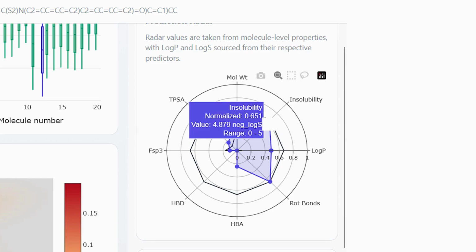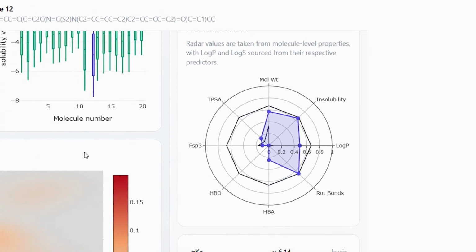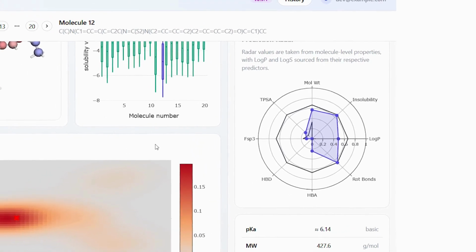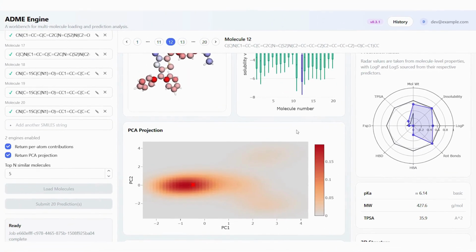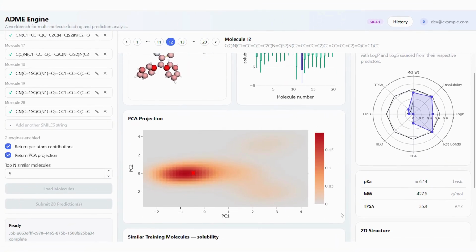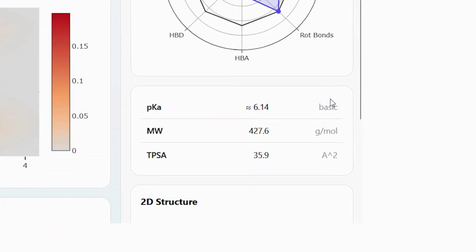Unsurprisingly, for this molecule, you can see that the solubility is a little low and molecular weight is a little high. So ideally, the chemist should seek to improve the solubility while reducing molecular weight. We can also predict at what pH the molecule will become charged, this balance point known as pKa, shown right here.